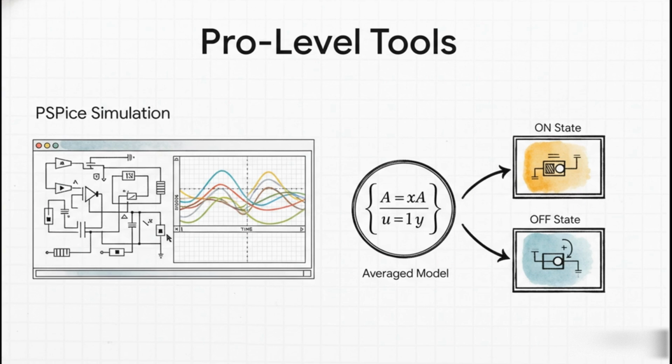The other big one is a pretty advanced mathematical technique called state-space averaging. It's a way to create a single, unified mathematical model that describes both the on and off states of the circuit. And that is absolutely critical if you want to design the kind of stable, smart feedback controllers that all modern power electronics depend on.